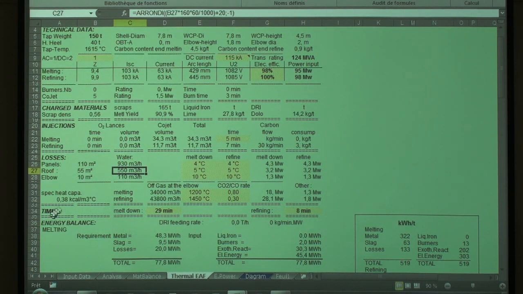Because you take the surface, you take square meter times a coefficient, and you get cubic meter per hour. Okay, I understand what you mean. So I mean the 160 is cubic meter per minute and square meter.